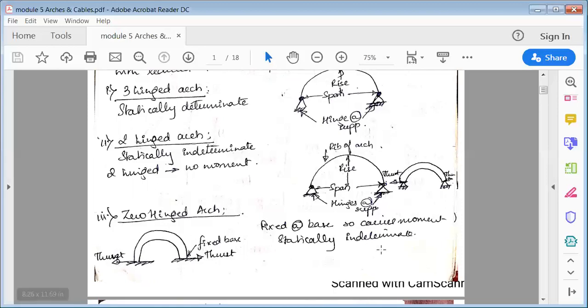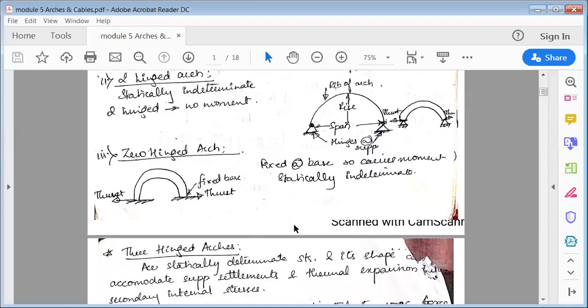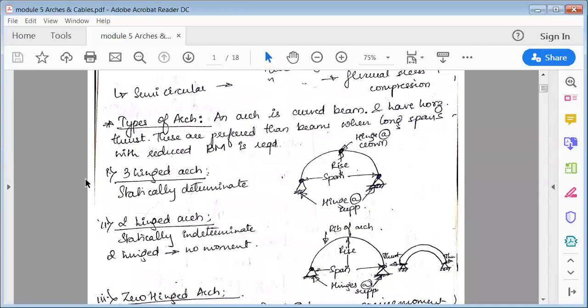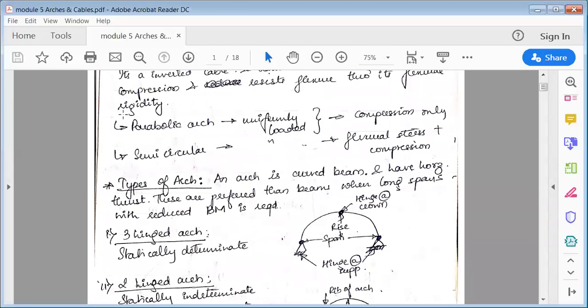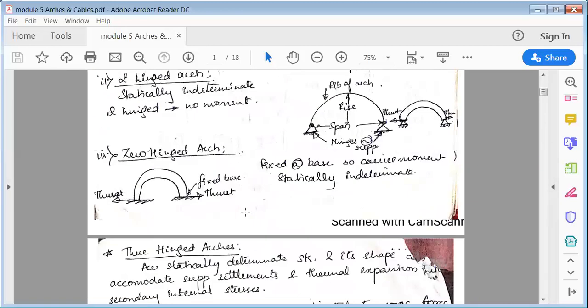That's why it is statically indeterminate. That means the number of unknown forces here is 1, 2, 3: horizontal, vertical, moment. So they are more compared to the equations of equilibrium. Equations of equilibrium are only 3. So that's why it's statically indeterminate. Okay. So now for your syllabus, we have only 3 hinged arch plus they should be parabolic. So it's 3 hinged arch in combination with parabolic arch.